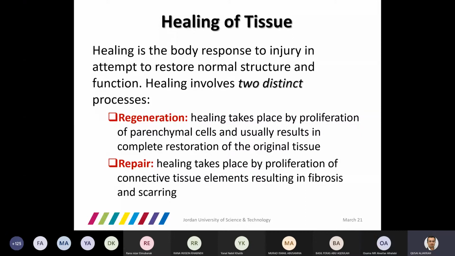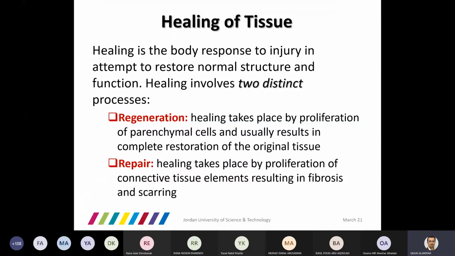So healing is the body response to injury and attempt to restore normal structure and function. So the aim is to retain the normal structure and function. هلا في two types of healing processes, the regeneration and repair. انتوا بتعرفوا اي واحد فيكم بنجرح او بيحصل له تروما, he will have a scar, يعني ندبة بعد التروما. And this is part of the healing process.